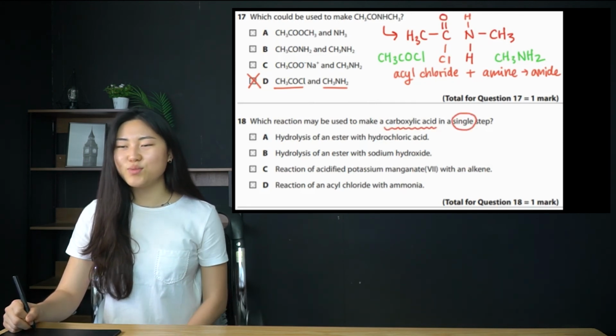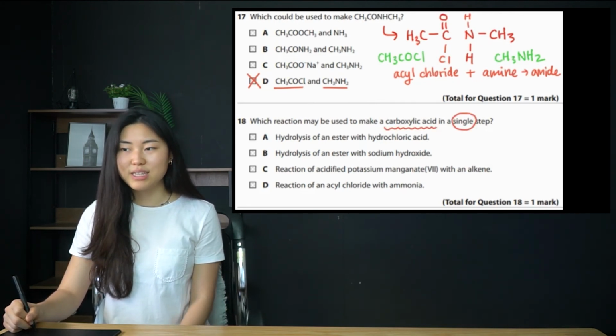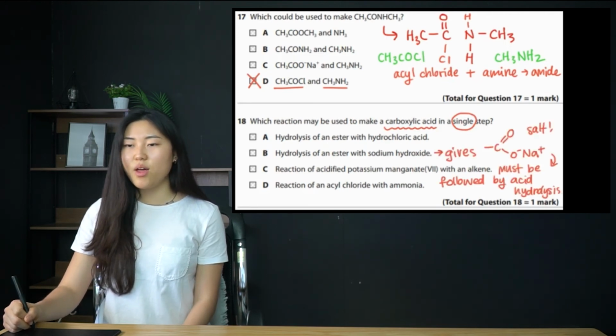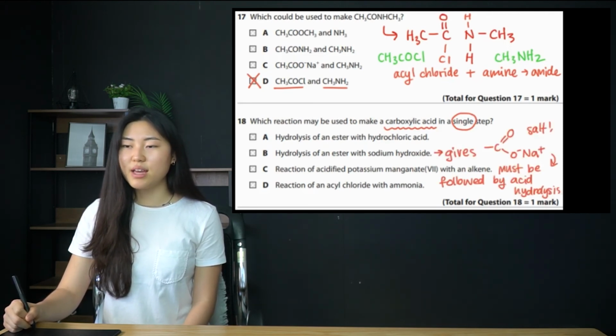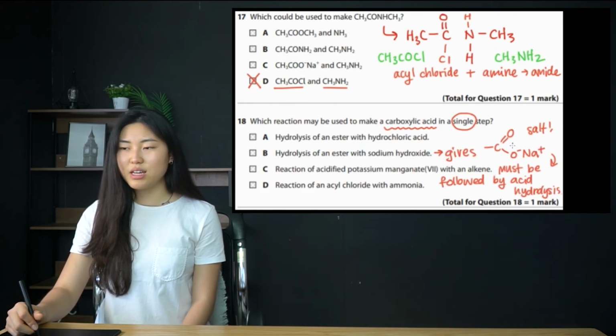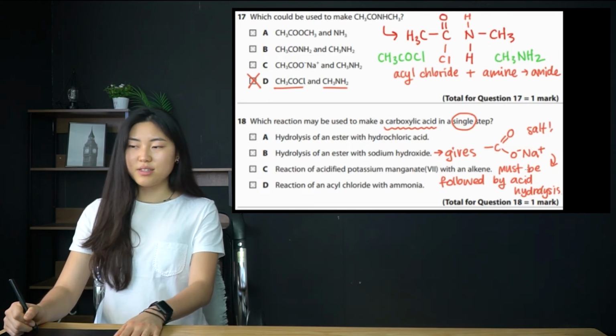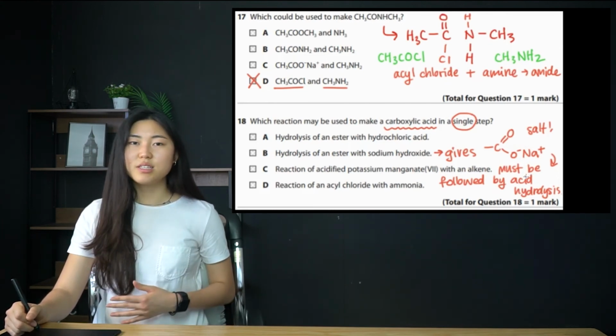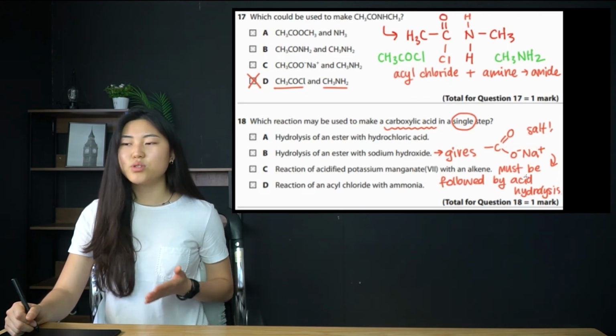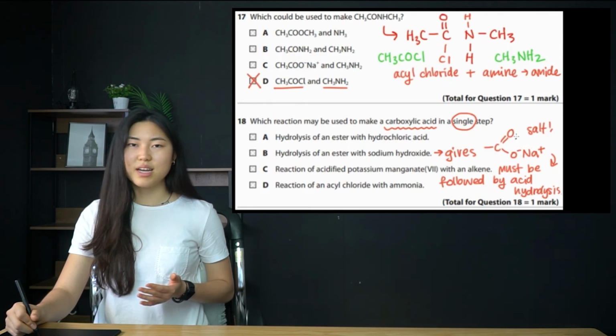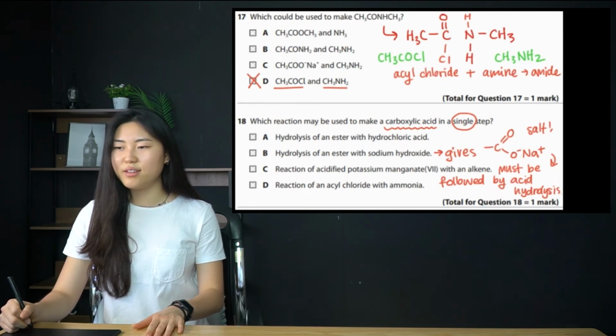So question 18, which reaction may be used to make a carboxylic acid in a single step? Okay, so we're going to look at B first. Hydrolysis of an ester with sodium hydroxide. This is going to give you a salt. With an ester, you're going to get an alcohol and an ionic salt. So this must be followed by acid hydrolysis in order to basically protonate this carboxylate ion, okay? So no, that is 2 steps and it's not a single step.